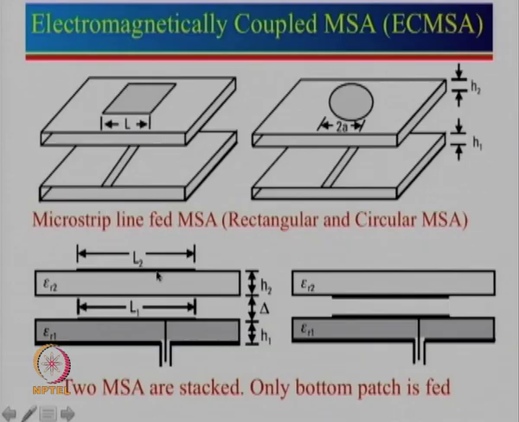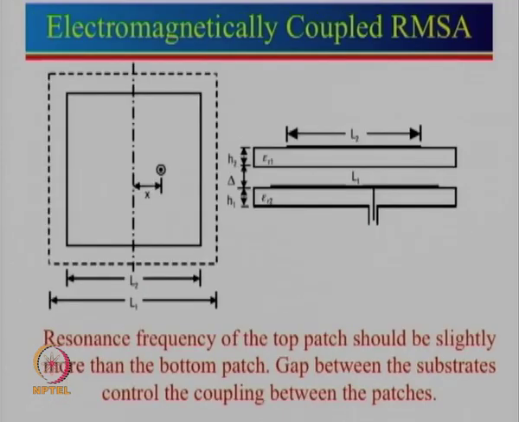So now again the patch shape can be anything, it can be rectangular, square, circle, triangle, and so forth. So let us just see an example. So here is an example of two square patches which are put on top of each other. There is one patch over here which has a length L1, there is another patch which is put on the top substrate here which has a length L2.